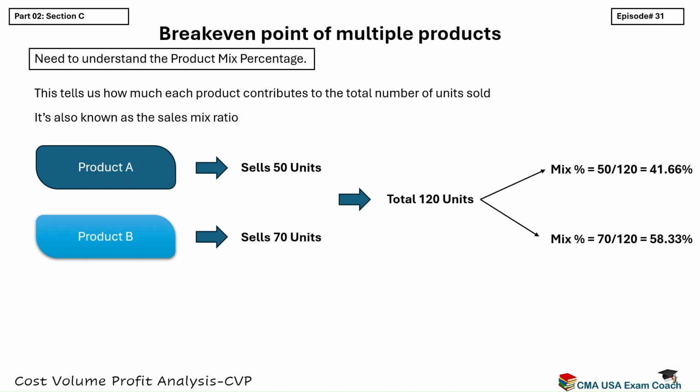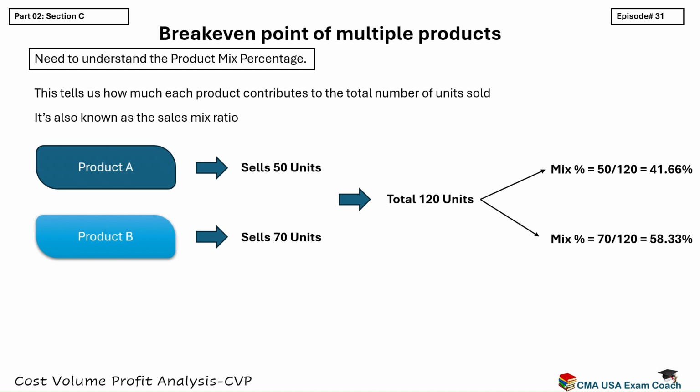For Product B, 70 divided by 120 equals 0.5833, or 58.33%. So, 58.33% of the total units sold are Product B. This sales mix helps us calculate the weighted average contribution margin, which we will use in the composite break-even formula.